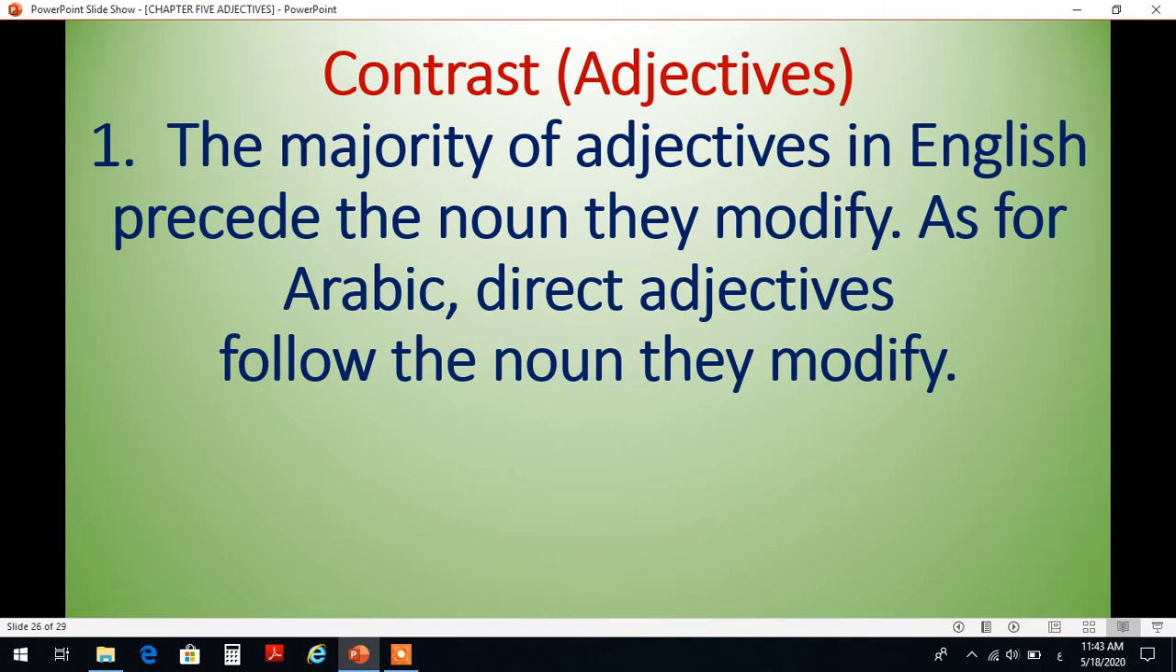بعد أن أنهينا عرض للصفات وخصائصها في اللغتين العربية والإنجليزية، نأتي الآن إلى مقارنة بسيطة بين أهم الاختلافات في موضوع الصفات بين اللغتين. Number 1. The majority of adjectives in English precede the noun they modify. As for Arabic, direct adjectives follow the noun they modify. الغالبية العظمى من الصفات في اللغة الإنجليزية تسبق الاسم الذي تريد وصفه. أما في العربية فالنوع الأول من الصفات اللي هي direct adjectives أو الحقيقية فهي تتبع الاسم الذي تريد وصفه.